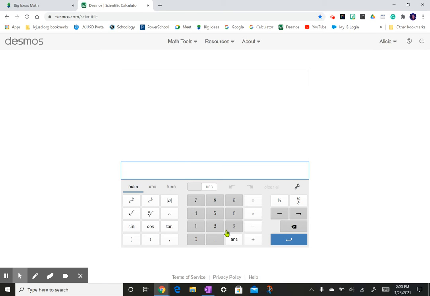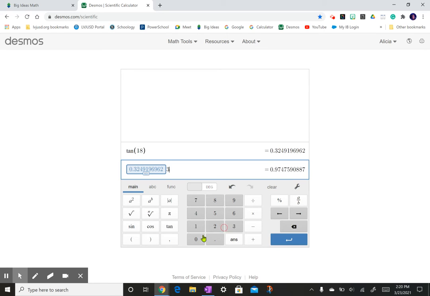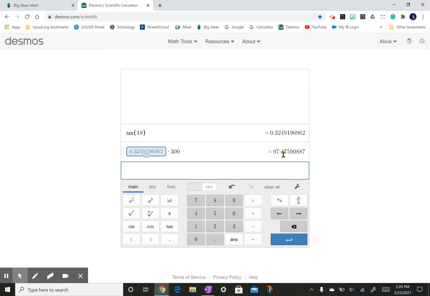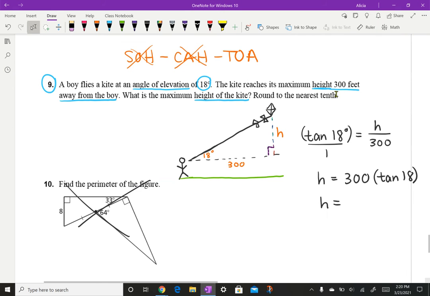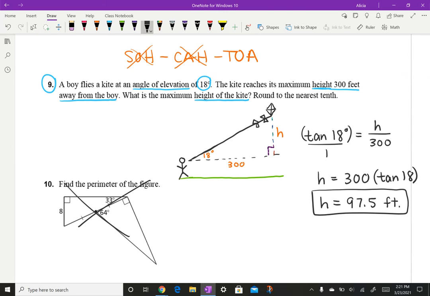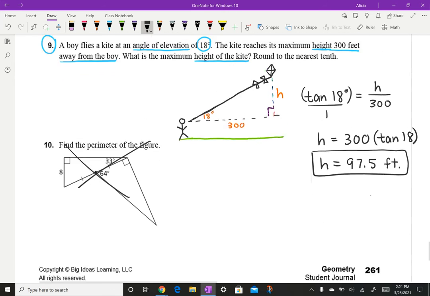So again, that's going to be tangent 18 times the 300. Whoops, I messed that up. Okay, so that's going to be 97.47. I believe they wanted you to round it to the nearest tenth. That's 1 decimal place. So that's going to be 97.5, and the measurement is in feet. So that will be your answer to number 9 in your student journal on page 261.